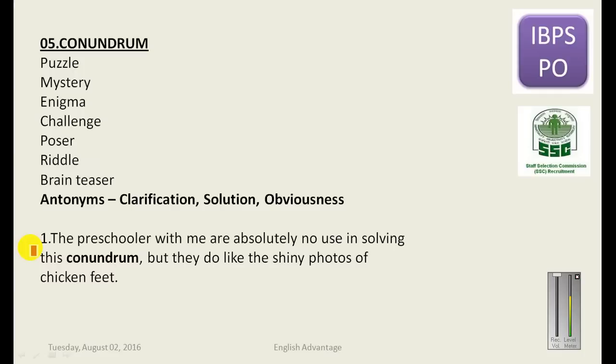Now let us look at the next word, conundrum. Conundrum means something that is very enigmatic, that is very difficult to solve. Puzzle, mystery, enigma.